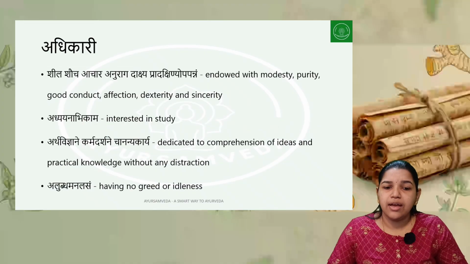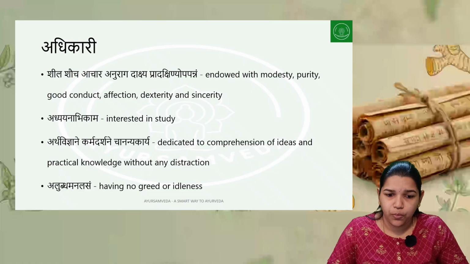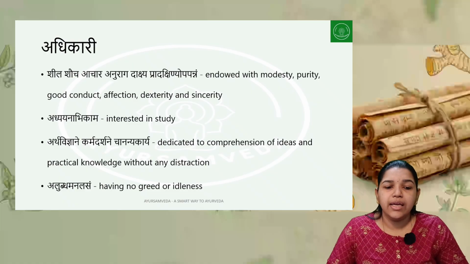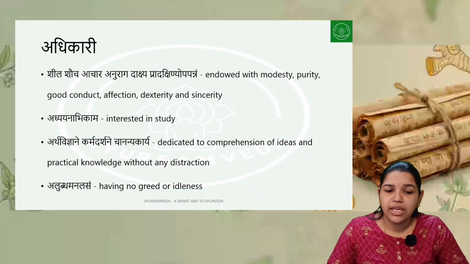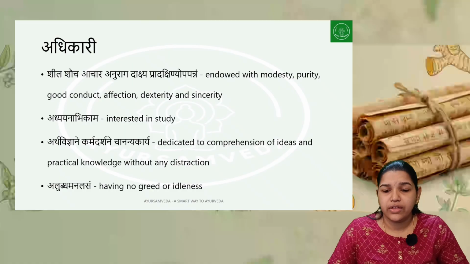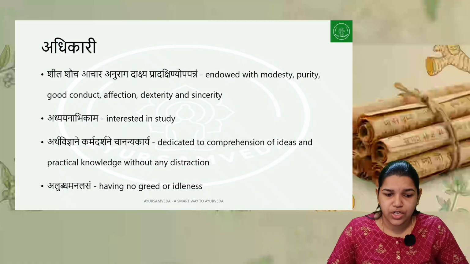Shila Shauja Achara Anuraga Daksha Pradakshinya Upapannam. He should be following the Shila Shauja Achara. Such all things have to be properly followed. Adhyayana Abhikama. He should be interested in studies. Artha Vijnane Karma Darshane Cha Ananya Karya. He should be dedicated to the theoretical as well as the practical knowledge he has gained, without any distraction.